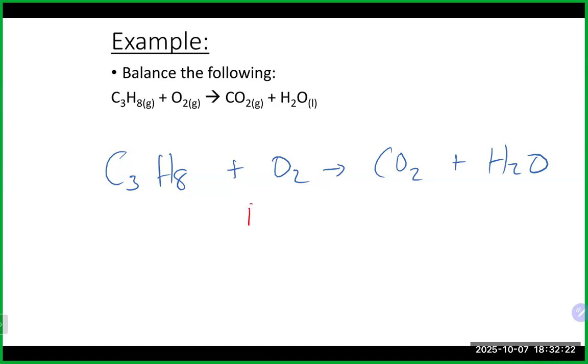All right, so let's take a look. Reactants, products. We got carbon, hydrogen, oxygen. This one here, so 3 carbons.